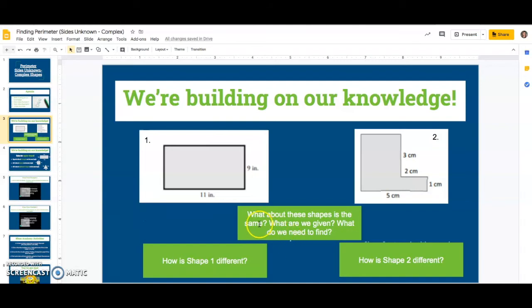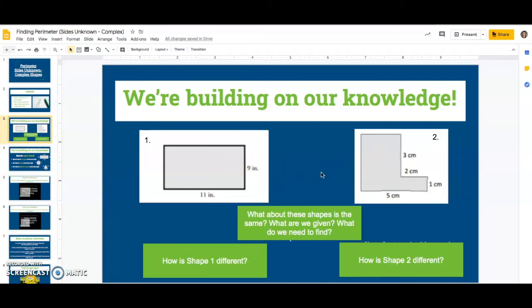Again, how are these problems the same? What is the same about these shapes? If you said that they both have rectangles, you're right. This is a rectangle. This is made up of rectangles.